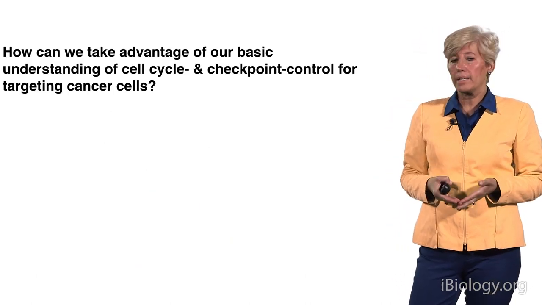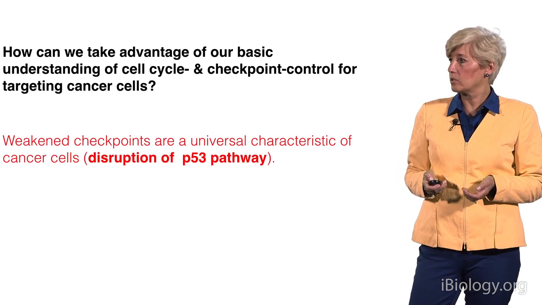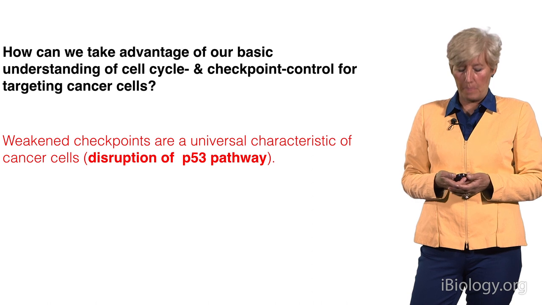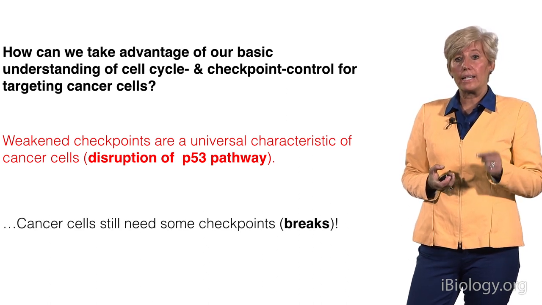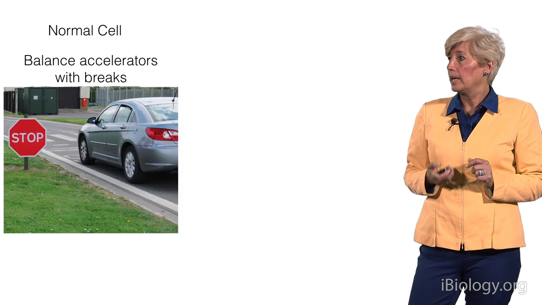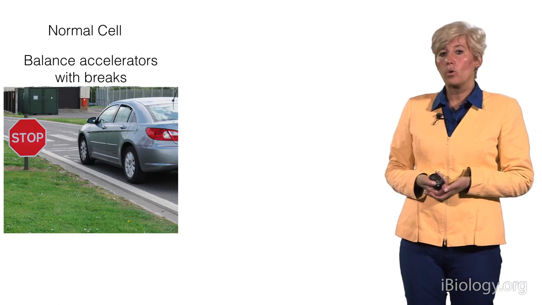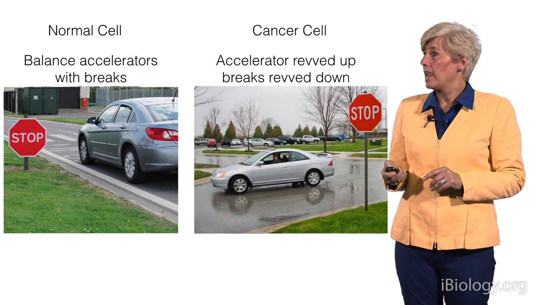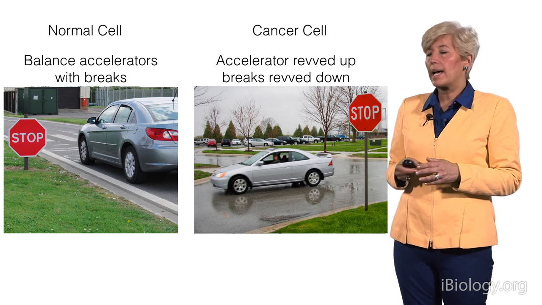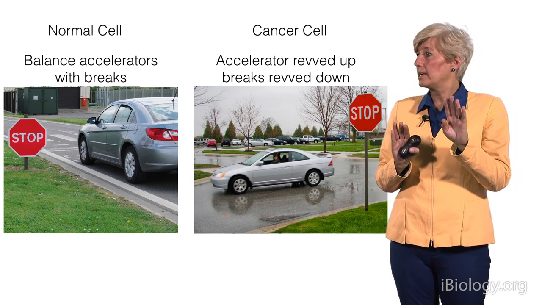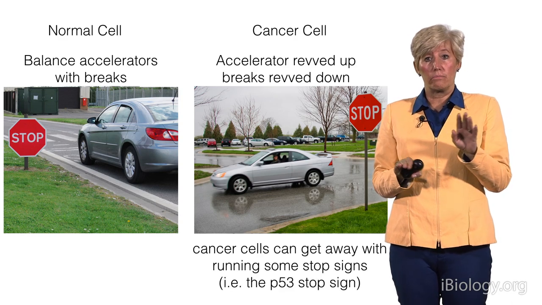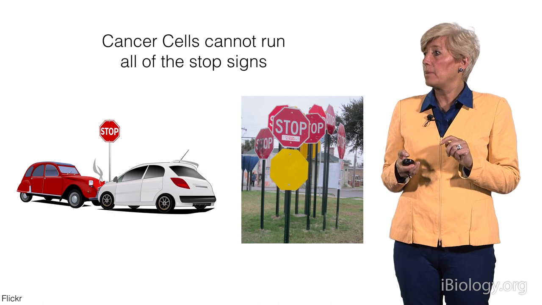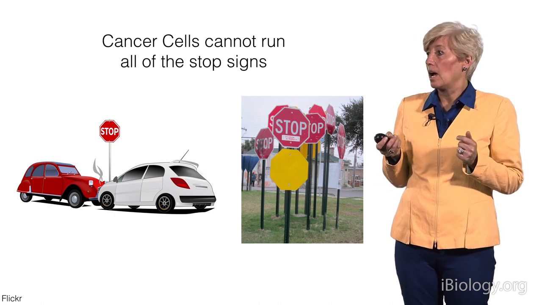So again, let's come back. How can we take advantage of our basic understanding of cell cycle and checkpoint control for targeting cancer cells? It ends up that weakened checkpoints are a universal feature of cancer cells, and that's because the P53 pathway is disrupted. Now, cancer cells, however, still need brakes. Let's take an example of a stop sign. A normal cell, when it approaches a stop sign, will balance its accelerators and brakes, and it will stop. A tumor cell that lacks P53 has its accelerator revved up and its brakes revved down. Now, a tumor cell, under normal circumstances, can get away with running a stop sign. However, if a Mack truck is coming in the other direction, that cancer cell needs to stop.